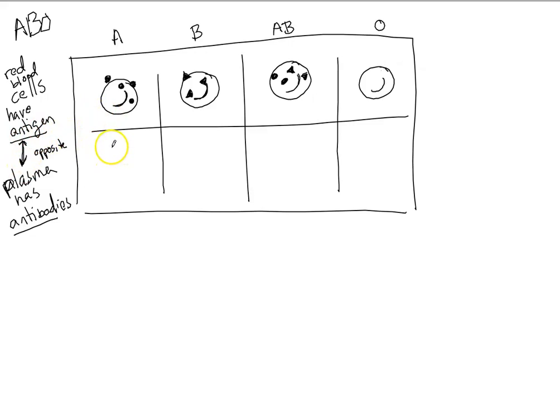Now, as I've mentioned here, the plasma proteins, the antibodies you have in the same plasma, are going to be the opposite to the antigens you possess. So if you have type A antigens, you will not have anti-A antibodies. Antibodies are going to attack anything they match. So we want a person with A-type blood to have antibodies against any other type of surface protein, except for A. So A has the surface antigen A, but it has the anti-B antibodies.